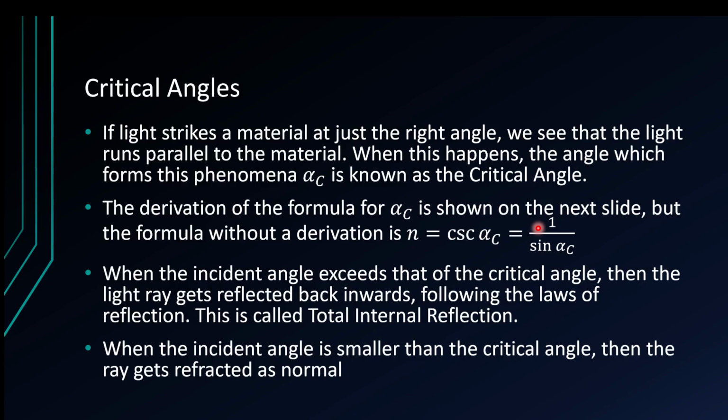So if the incident angle exceeds that of the critical angle, then it just gets reflected back inwards, and it follows the laws of reflection. And this process is known as total internal reflection, quite literally meaning that the rays just stay inside of that particular material. So when the incident angle is smaller than the critical angle, then it just gets refracted as per the norm.